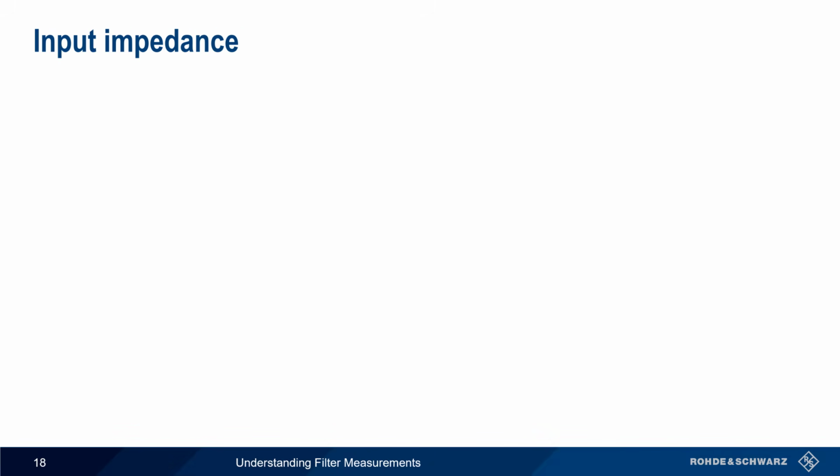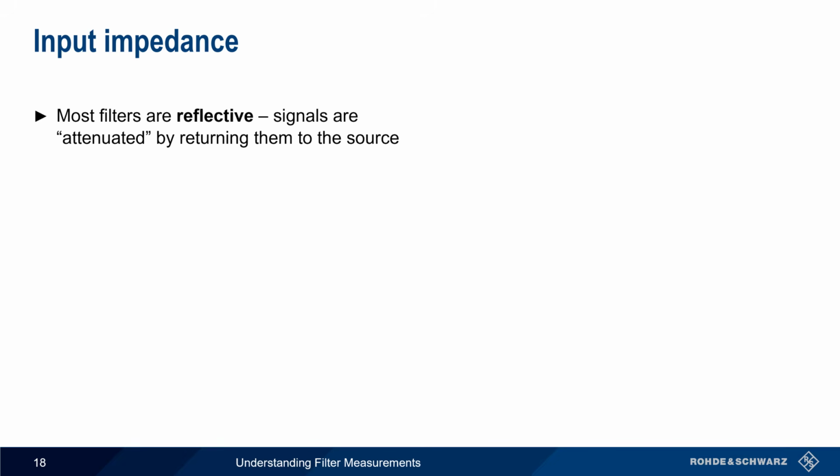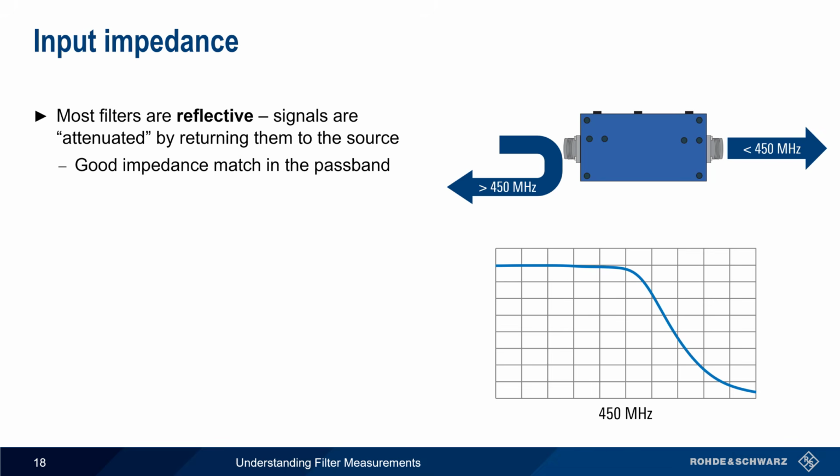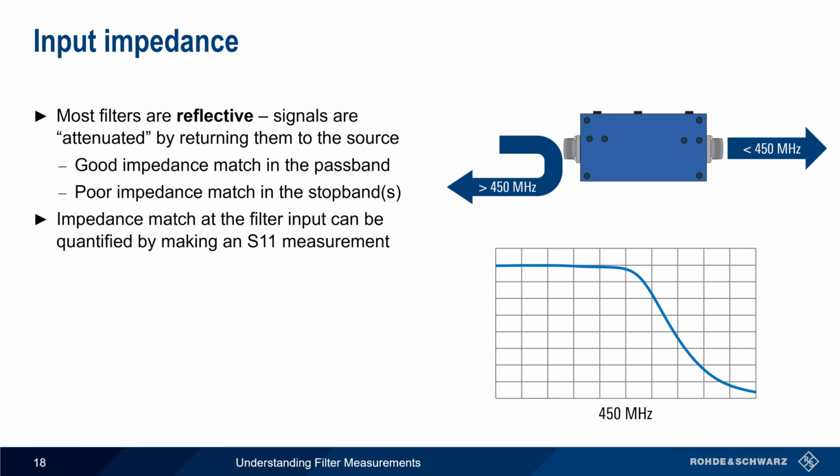Regardless of the type of filter, most filters are reflective. That is, they attenuate signals by reflecting them back towards the source. For example, this low-pass filter passes signals below 450 MHz by reflecting higher frequency signals. In more specific terms, reflective filters present a good impedance match in the passband, but a poor impedance match in the stopband. The impedance match at the filter input as a function of frequency can be quantified by using a VNA to make a so-called S11 measurement and displaying the results as return loss or standing wave ratio.